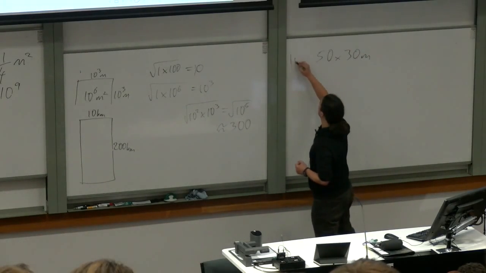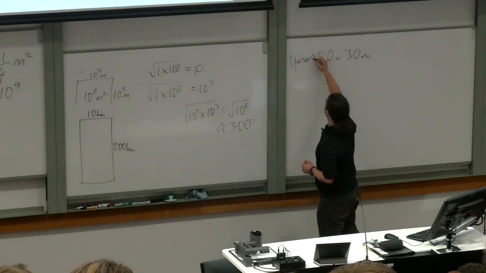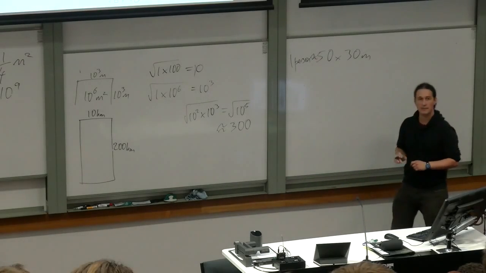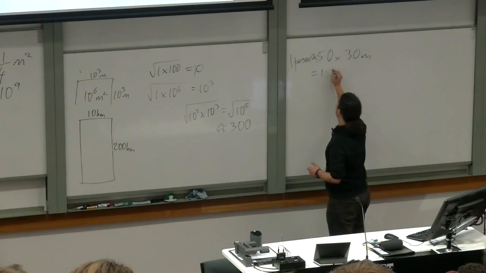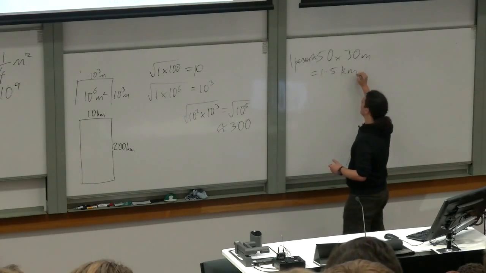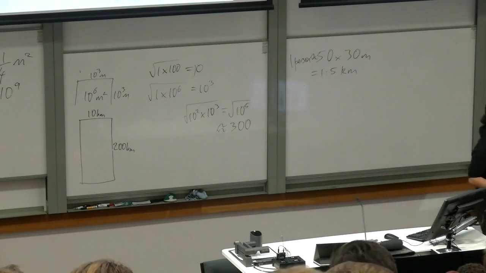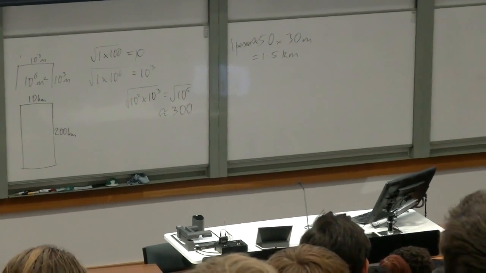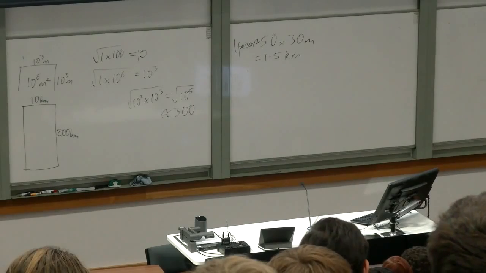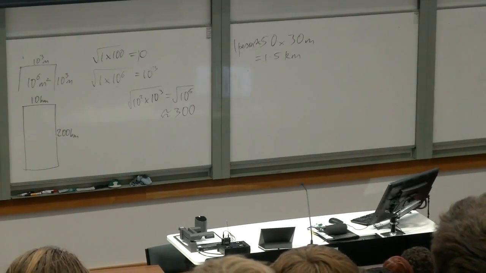So one person uses approximately 50 times 30 meters. This is 1,500 meters in a year. This is 1.5 kilometers. So each person is using 1.5 kilometers of toilet roll per year. Of course, you could have analyzed how much weight there is, how much volume. I left that deliberately open.